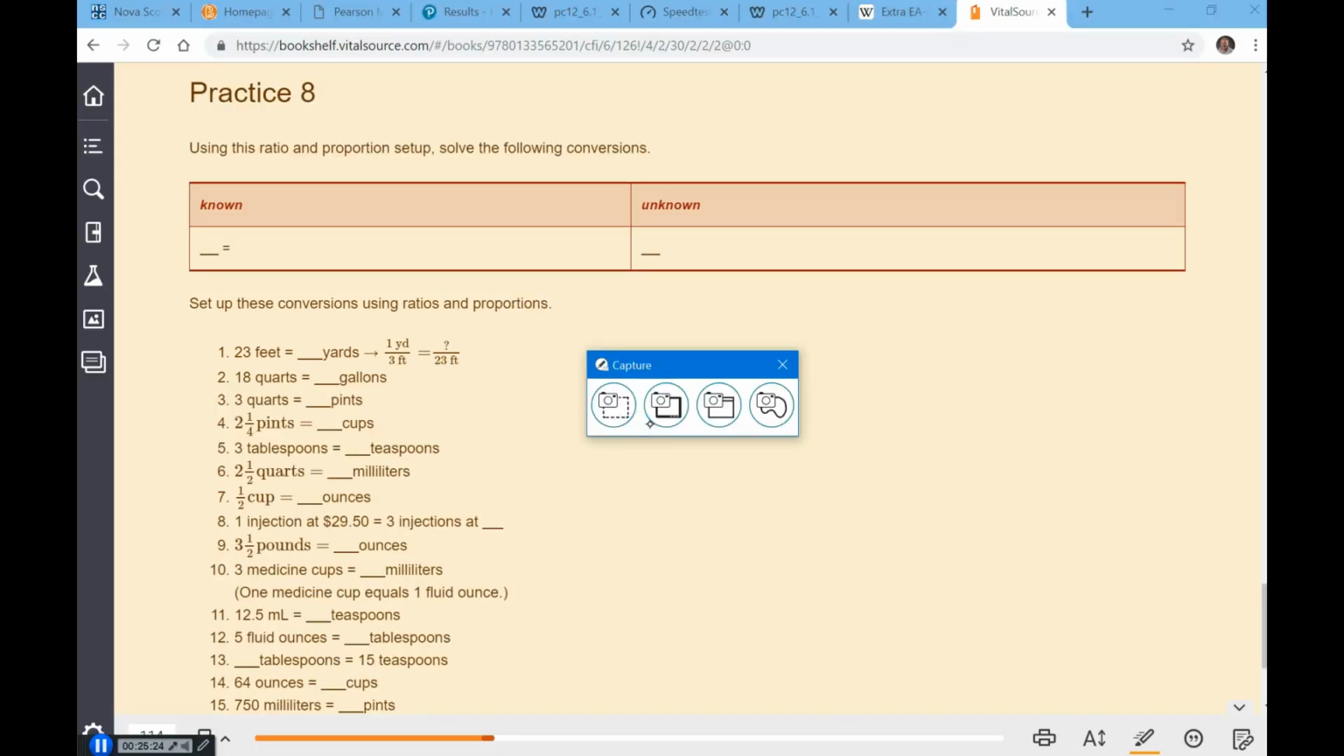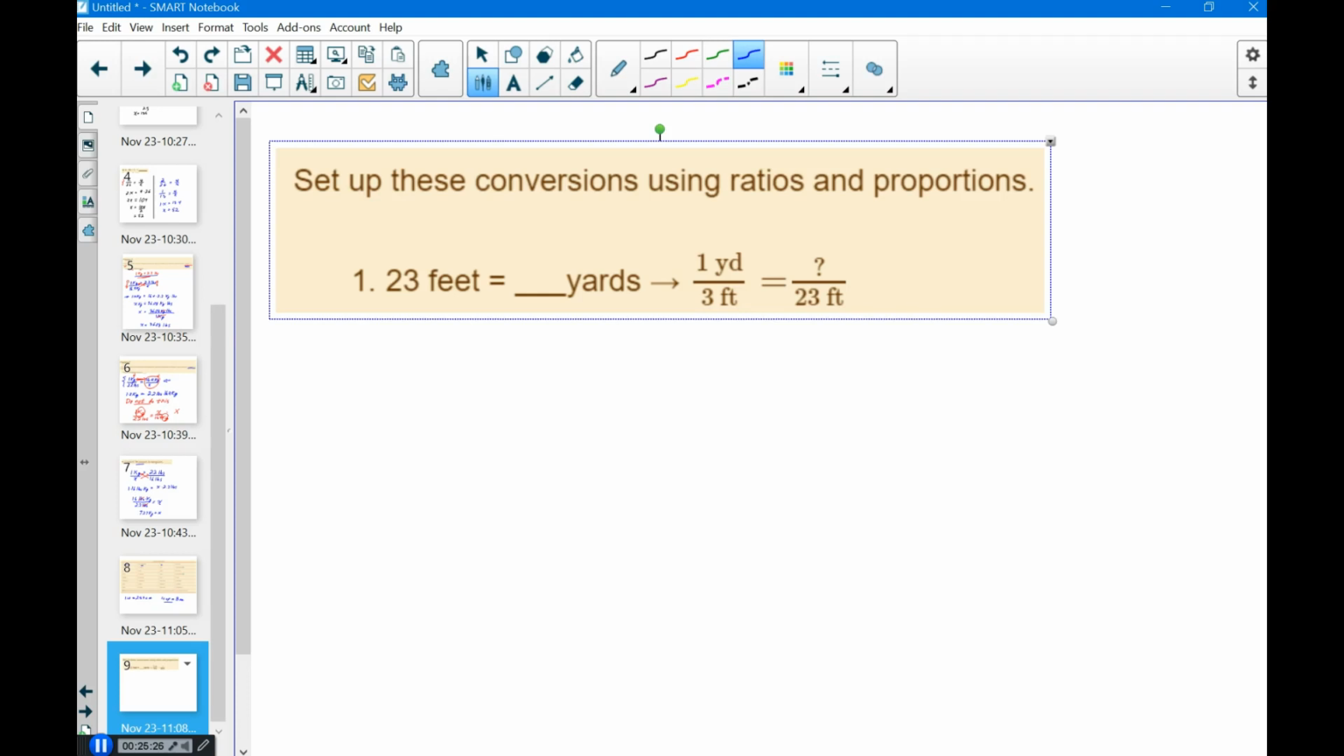It says set up these conversions using ratios and proportions. So you can see what they did here. You notice they did this right here. I'll show you now. Like this. They did 1 yard and 3 feet.